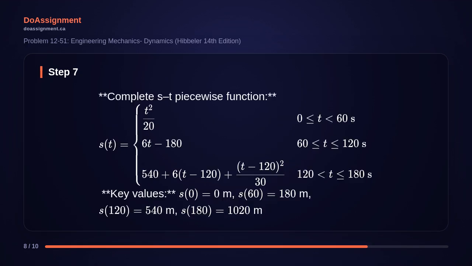Here is the complete position function. From 0 to 60 seconds, s equals t squared over 20, a parabola. From 60 to 120 seconds, s equals 6t minus 180, a straight line. From 120 to 180 seconds, s equals 540 plus 6 times the quantity t minus 120, plus the quantity t minus 120 squared divided by 30, another parabola. Key checkpoints are 0, 180, 540, and 1,020 meters.